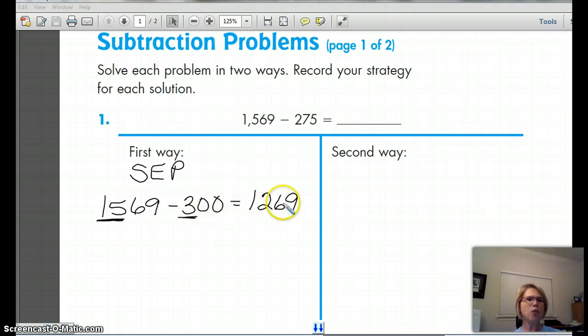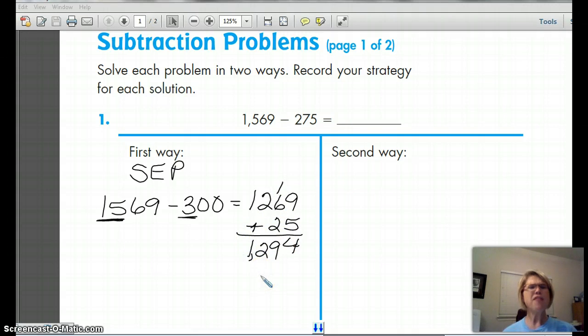That's right. I took away 25 too much, so I have to add 25 back. Does that make sense? I took away 25 too much, so now I have to go back and make up for it, and I have to add my 25 back on. So that's not too horrible. So 14, I'm going to carry my 10, I get 9 tens, 1,294.